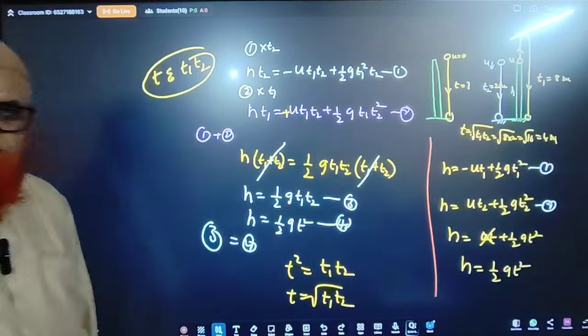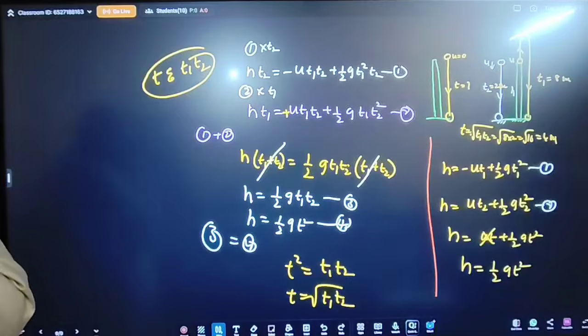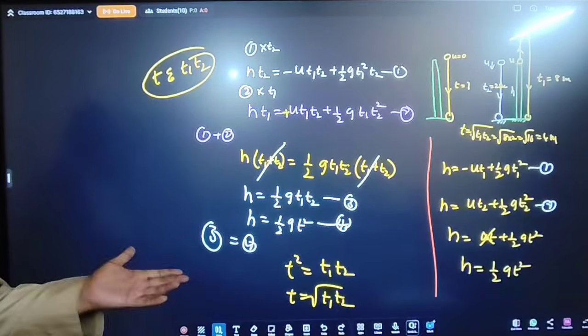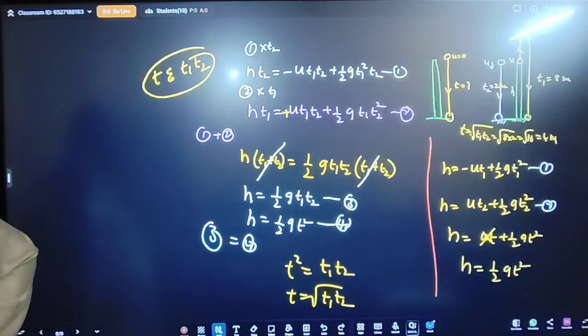Understood what I am saying now? Did you get the relation between h, t1 and t2? Hope you understood. Is it clear? So these are the equations. Let us solve the problems now.